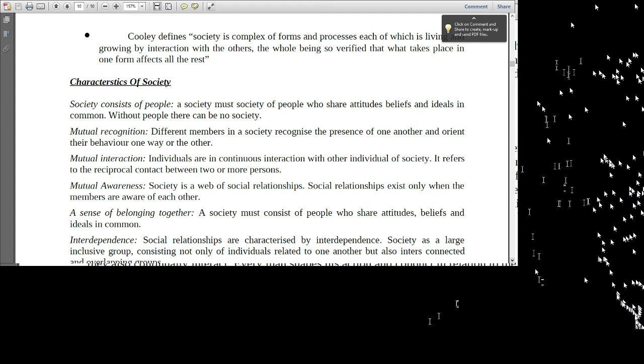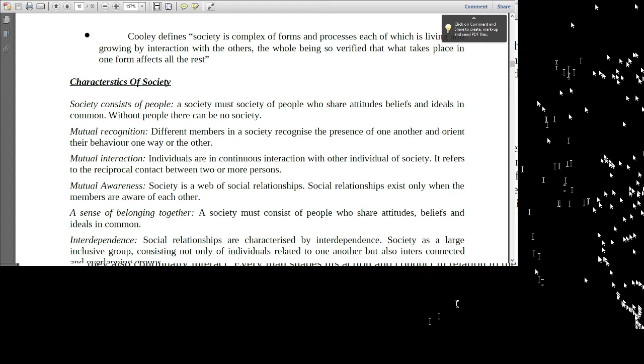And another very important characteristic is a sense of belonging together. We all know that society must consist of people who share attitudes, beliefs, and ideals in common. A sense of belonging. In the case of Indian society, what culture is accepted and shown by the Indian society? There are cultures within the culture. That is subculture within the society. In the society, there is a sense of belonging together. That is another characteristic of society.